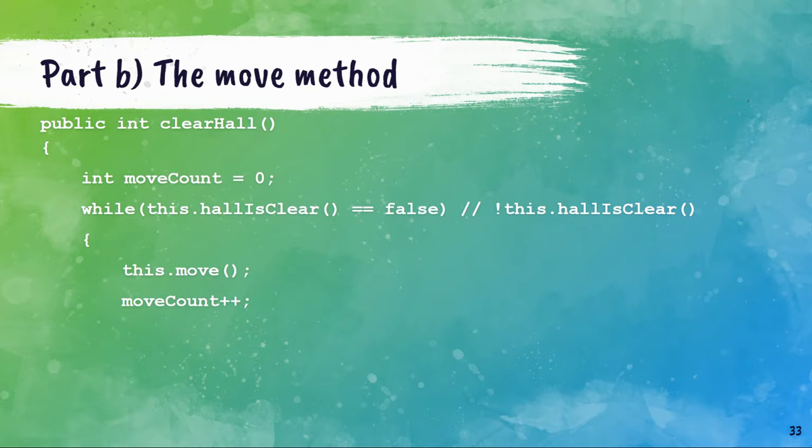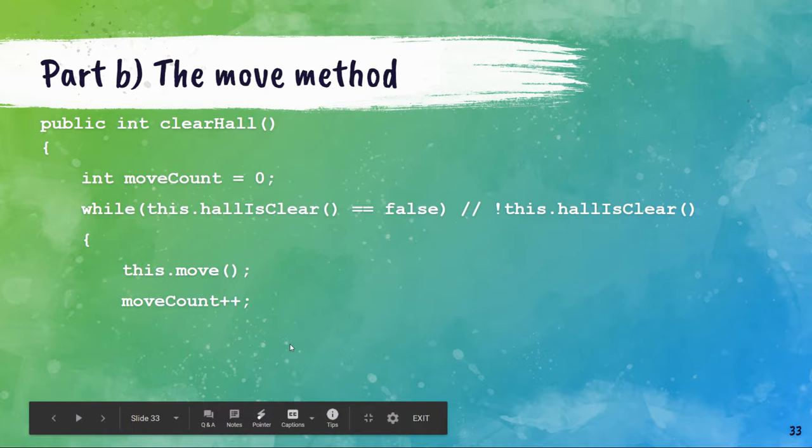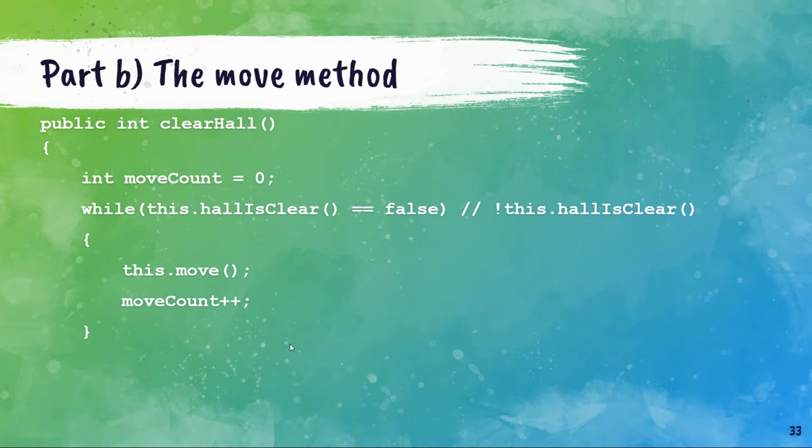It's somewhat of a misnomer, right? Because move sounds like you're moving, you're not picking up, but it definitely is doing that. And I'm going to increment my move counter, and that's going to be the end of my while loop. That is going to keep going, and eventually haul is cleared is going to return true, kicking us out of the while loop. So I will return move count, and that method will be done.